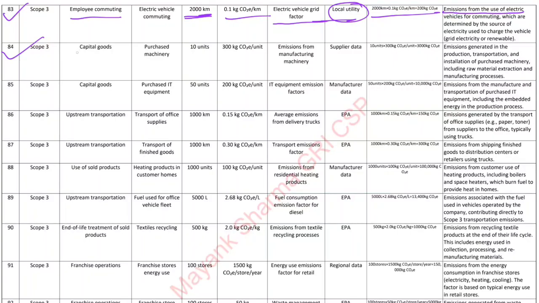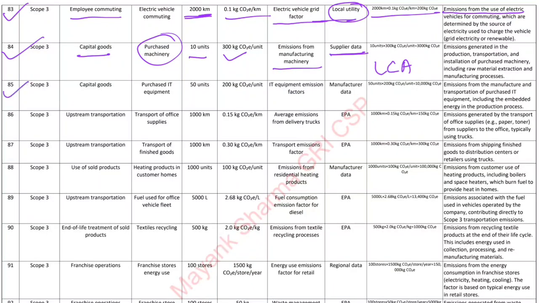Scope 3, example number 84, capital goods. Again, we take the example of purchased machineries, let's say 10 units we bought. This is the emission factor, which we are basically getting from the suppliers' data, and emissions from manufacturing machineries. Okay, so these emissions are being generated either in the production process plus the transportation and the installation of purchased machinery, including raw material extraction and manufacturing. Again, that LCA approach we have to apply here.